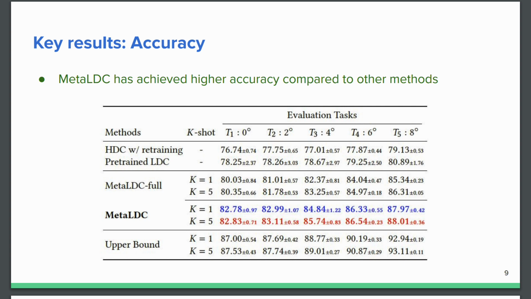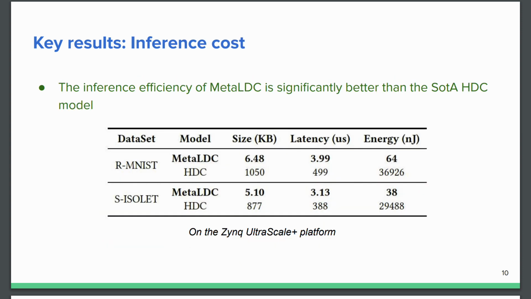Next, I would like to present some key results of our work. So, as highlighted by the red and the blue color here, you can see our MetaLDC outperformed other methods in the evaluation tasks. We also want to present our inference cost. So you can see our MetaLDC has achieved a much smaller model size compared to HDC, and also much less latency and energy compared to the HDC method. And the evaluation is done on the FPGA platform.